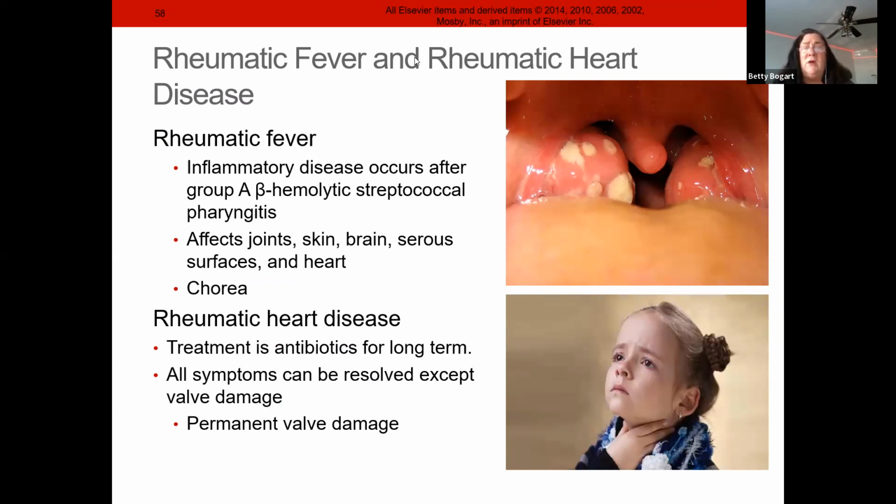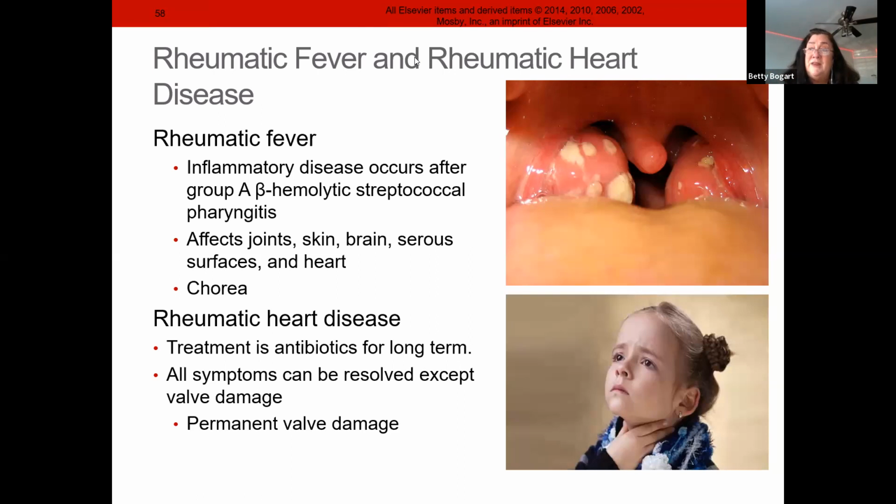When you get a kid who comes in, their joints are swollen, they have fever, they have a rash, they have nodules, something else called chorea, which is a shuffling gait thing. These kids come in, one of the first questions, has your kid been sick lately? And if they've been sick with a sore throat in the last 2 months, it's probably rheumatic fever. It's due to a strep throat that wasn't treated.